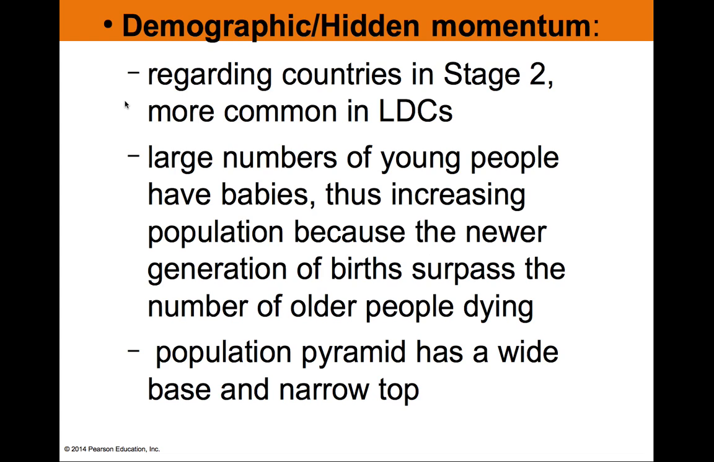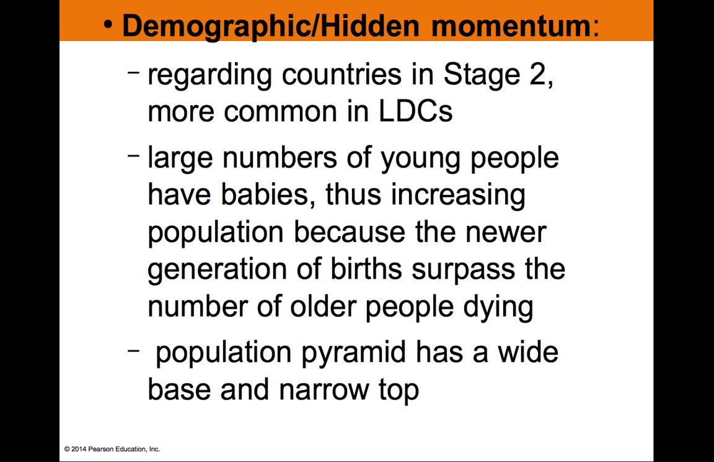And one last term I want to bring to your attention when we're talking about population is something called demographic or hidden momentum. This gets into countries that are believed to be in stage 2 of the demographic transition model, the DTM. These countries that are LDCs tend to have this concept of demographic or hidden momentum. This happens when large numbers of young people have babies, thus increasing the population because the newer generation of births surpasses the number of older people dying.